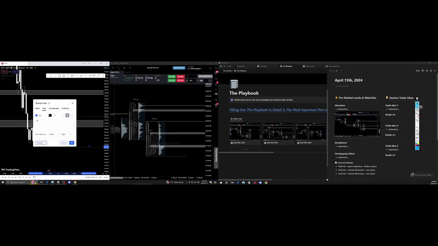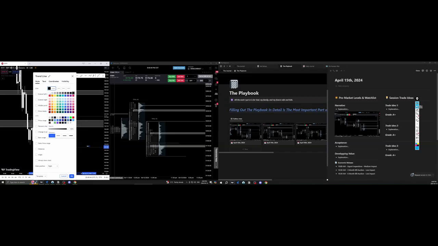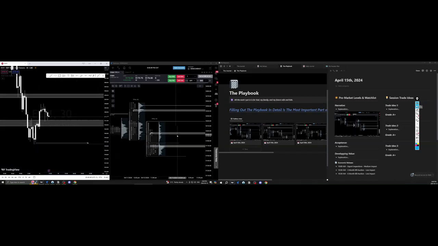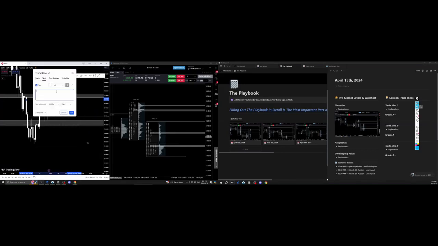I already have it saved. Why is it like that? I want this to be white. Yeah, whatever. That's the value area low. Value area high, 91.50. This will be value area high.